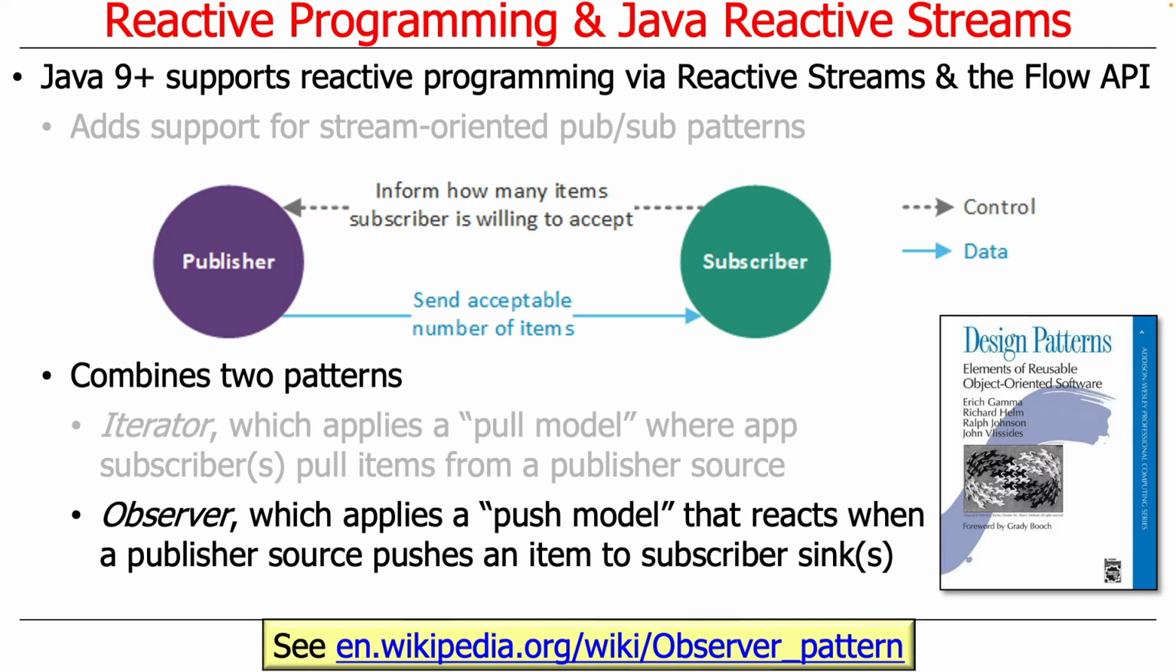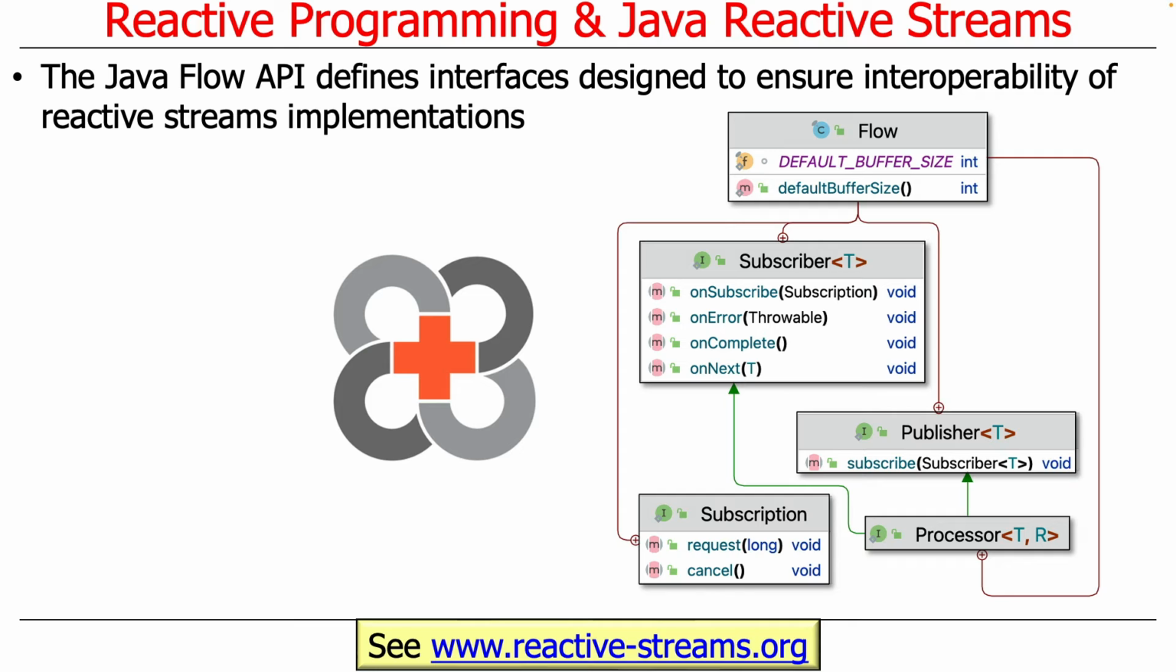And the second pattern is the observer pattern, which applies a push model that reacts when a publisher or a source pushes an item to one or more of the subscribers. So as you'll see, this publisher-subscriber-like model, which itself, again, is another pattern in its own right, is implemented using iterator plus observer. So hopefully you're familiar with those patterns. If you're not, you can take a look here at these links, or I have a whole slew of videos on my playlist somewhere that give descriptions of those patterns.